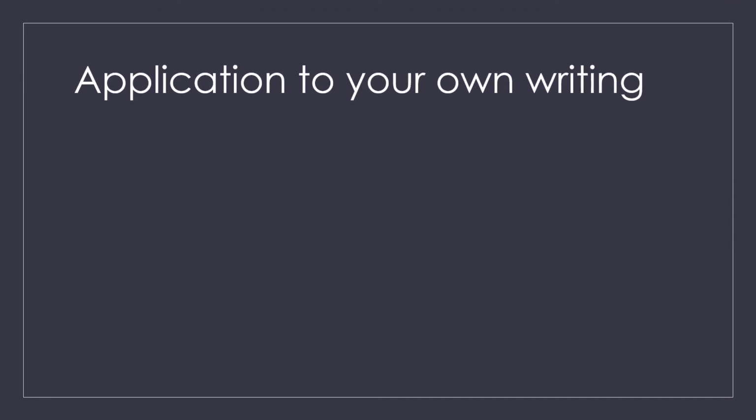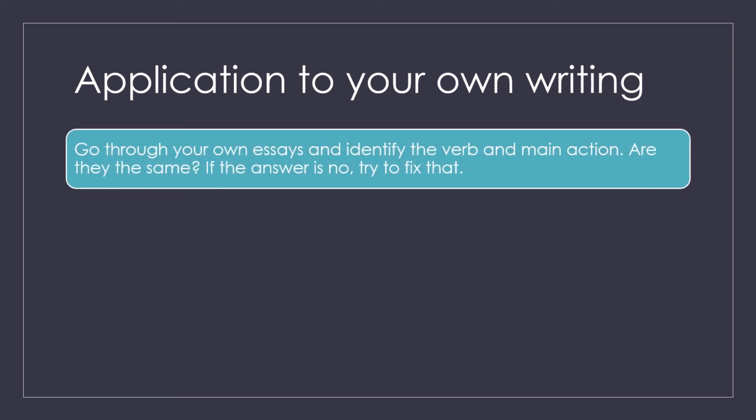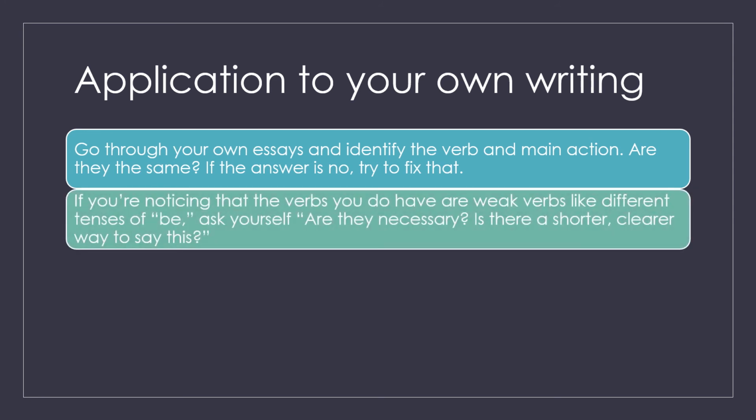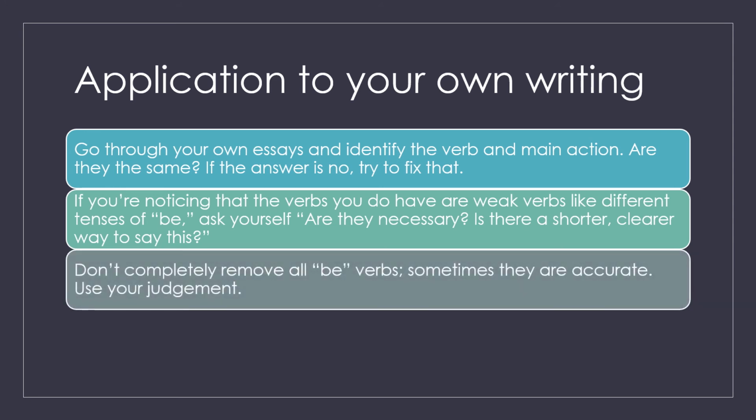Just like we talked about how you can apply the first principle of clarity to your own writing, you can also do that with the second principle. Grab the same paper you were looking at before and go through it and identify the verb and the main action. Are they the same? If the answer is no, try to fix that. If you're noticing that the verbs you do have are weak verbs such as different tenses of be, ask yourself, are they necessary? Is there a shorter, clearer way to say the same sentiment? With that in mind, don't completely remove all be verbs. Sometimes they are accurate. You just have to use your judgment.